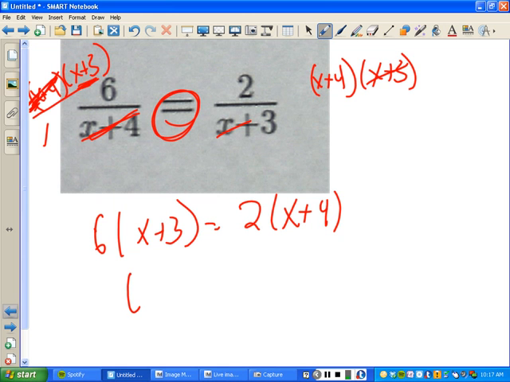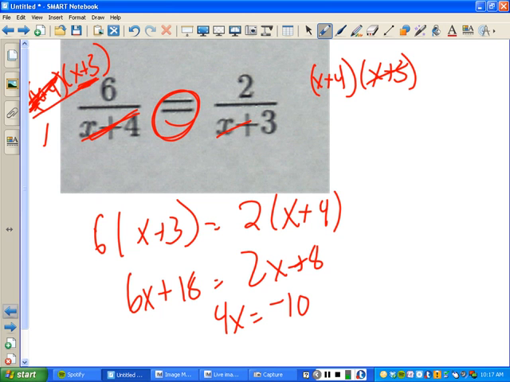Okay. So 6x plus 18 equals 2x plus 8. So 4x equals negative 10. Divide by 4, divide by 4. X equals negative 5/2. And remember, technically I should take this and go plug it in, but I don't plug it in with fractions. Okay? I don't need to because negative 5/2 plus 4, I may not know what that is, but I'm quite certain it's not 0. Does that make sense, Jessica? And negative 5/2 plus 3, that ain't 0 either. Okay?